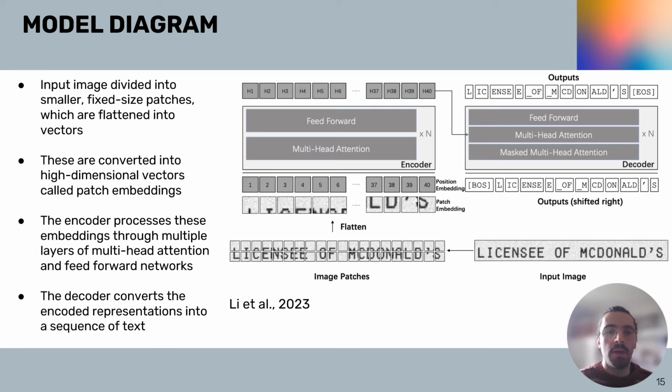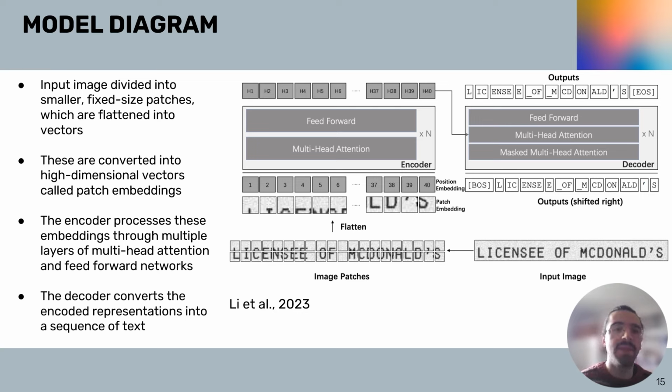First, we go from image to patches, in the sense that the input image is divided into smaller, fixed-size patches, which are flattened into vectors. Second, these vectors are converted into high-dimensional vectors called patch embeddings, with added position embeddings to retain spatial information. Then we have the encoder, which processes these embeddings through multiple layers of multi-head attention and feed-forward networks, refining the representation of the image patches.